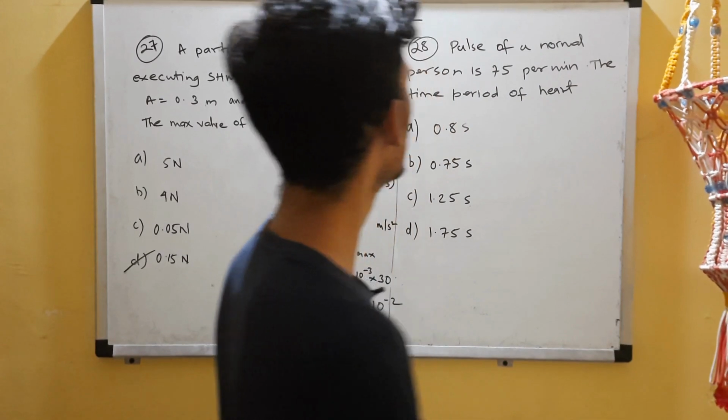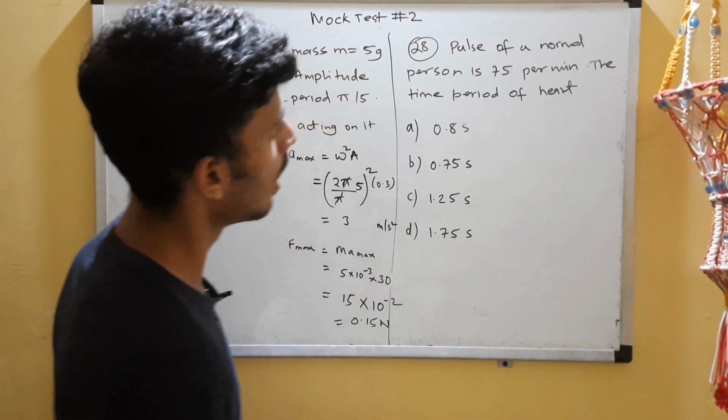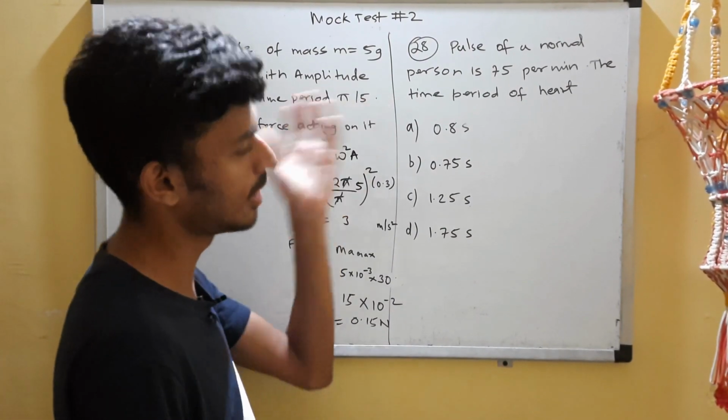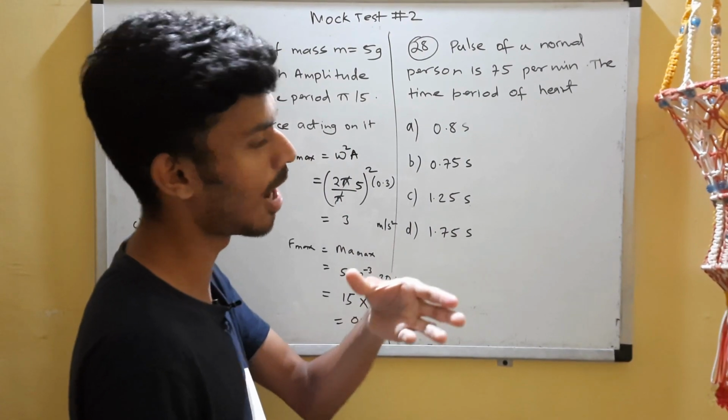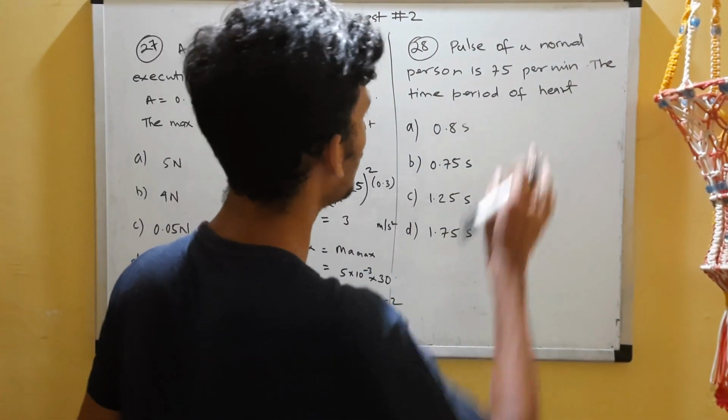Let's get to this one. It's also simple. The pulse of a normal person is 75 beats per minute. So that is the average pulse. Sometimes your heart skips a beat when you see her. Let's come back. The time period of the heart.